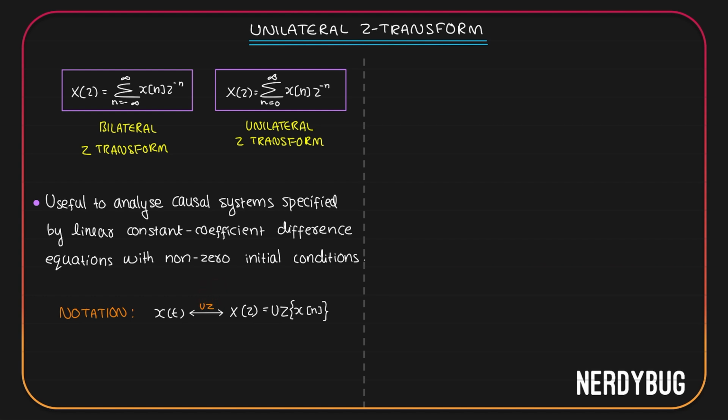We know in the bilateral Z transform, we take the summation from minus infinity to infinity. In the unilateral, we take it from 0 to infinity.